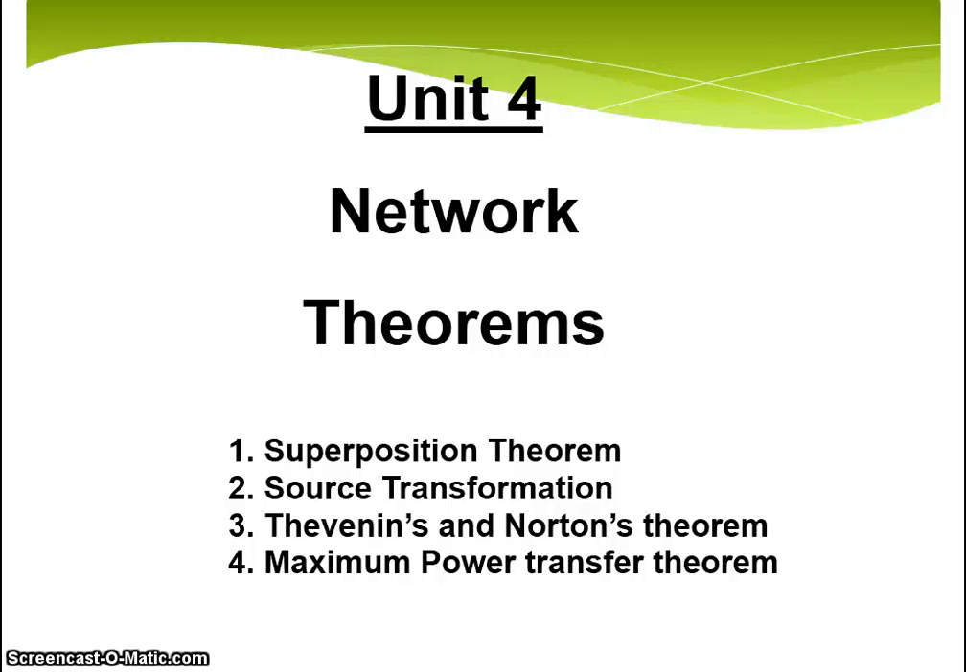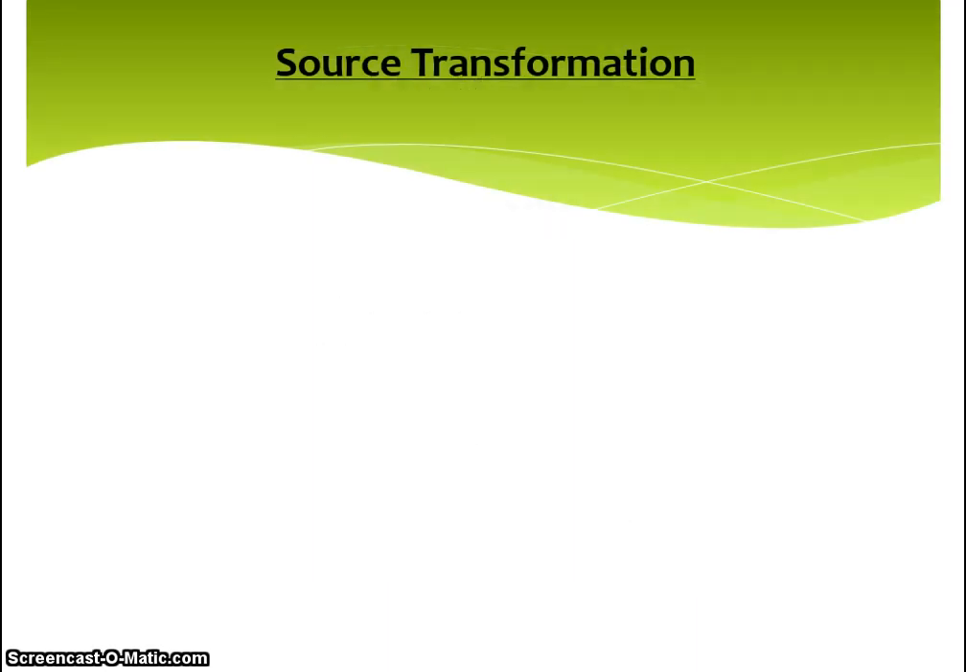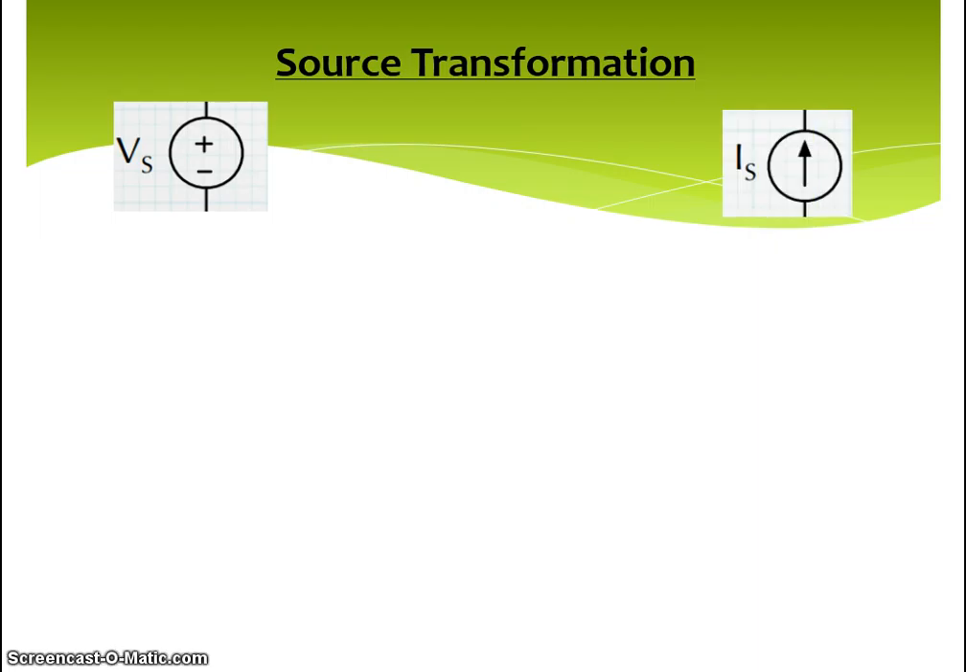The next topic in Unit 4 is source transformation. Source transformation is a method by which we can convert a voltage source to a current source or a current source to a voltage source. The method is mainly used for simplifying circuit solution because it uses only simple Ohm's law for the conversion.